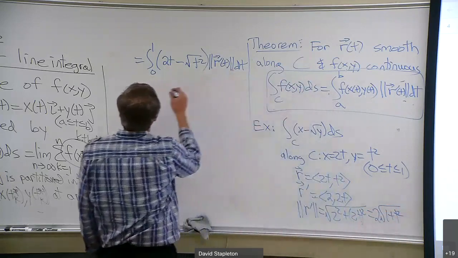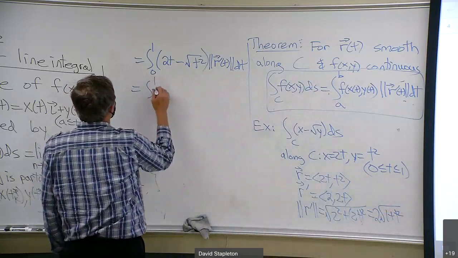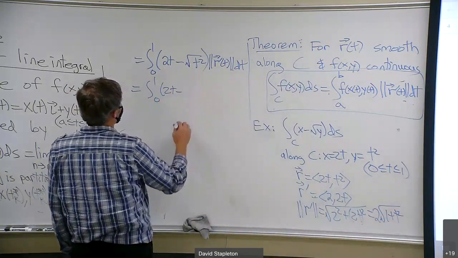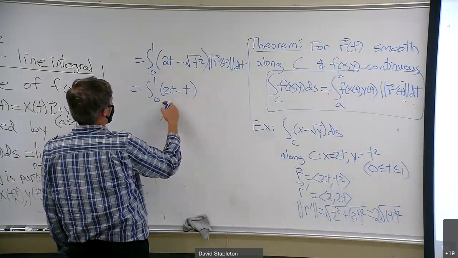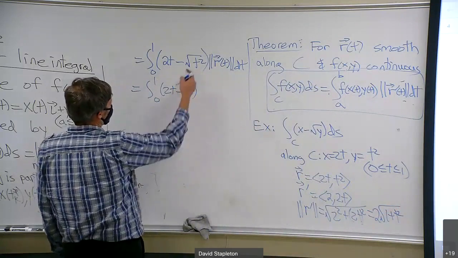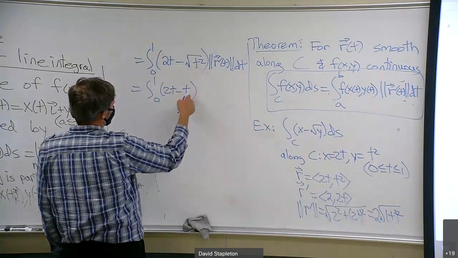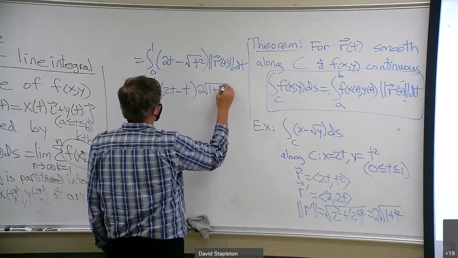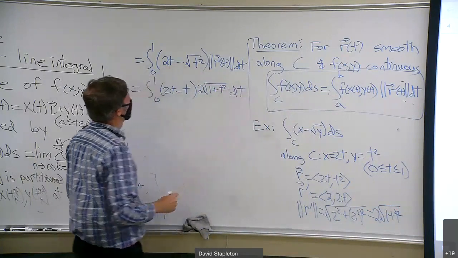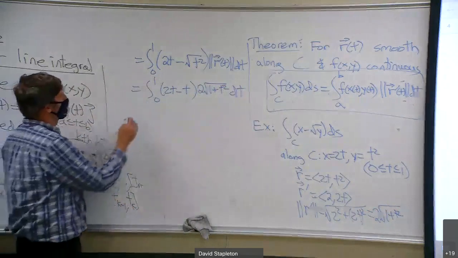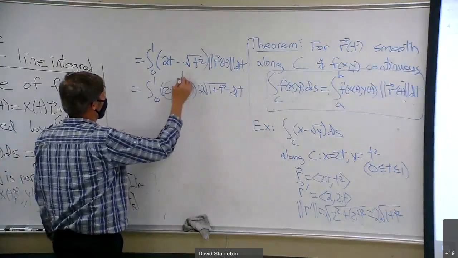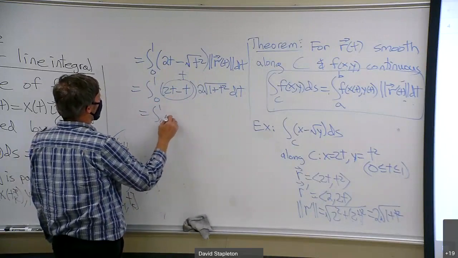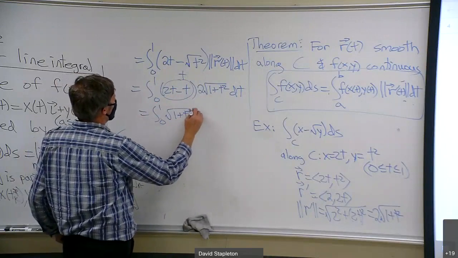But now I put that in here. This is the integral from 0 to 1 of 2t minus square root of t squared, which is absolute value of t. I can just put t because t is not negative on here, so square root of t squared is t. So 2 square root 1 plus t squared, and then I'm integrating with respect to t. Well, that's not too bad. This just comes out to be t. And I've got the integral from 0 to 1 of square root 1 plus t squared, 2t dt.